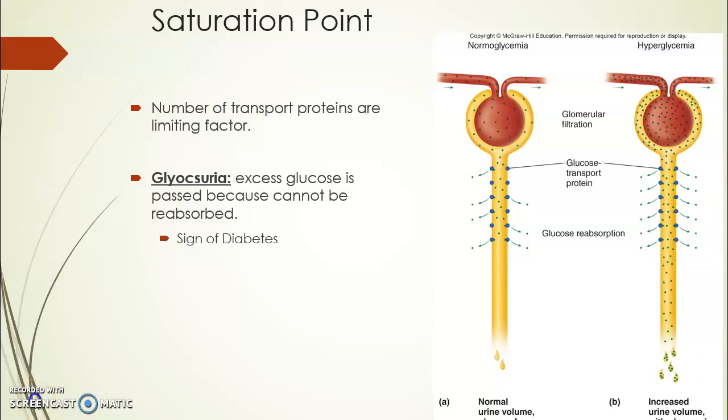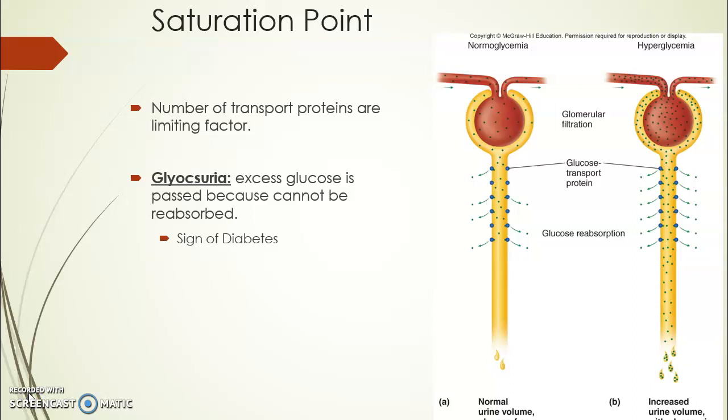As we discussed a moment ago, we know that glucose is going to be reabsorbed by facilitated diffusion. So there is going to be a point that these facilitating transport proteins are going to potentially become saturated. If this happens, then we will see that glucose will exit into the urine. So this can be one potential sign of diabetes.